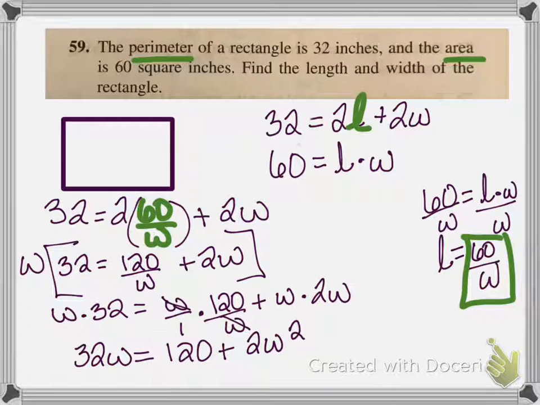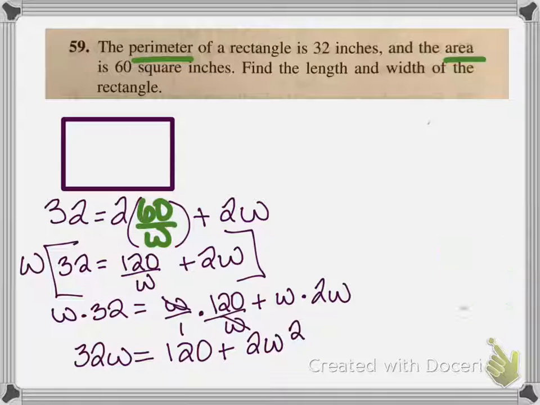We have accomplished the difficult part. Now we know how to solve this. So I am going to rewrite this over here on the side. I have 32W equals 120 plus 2W squared.